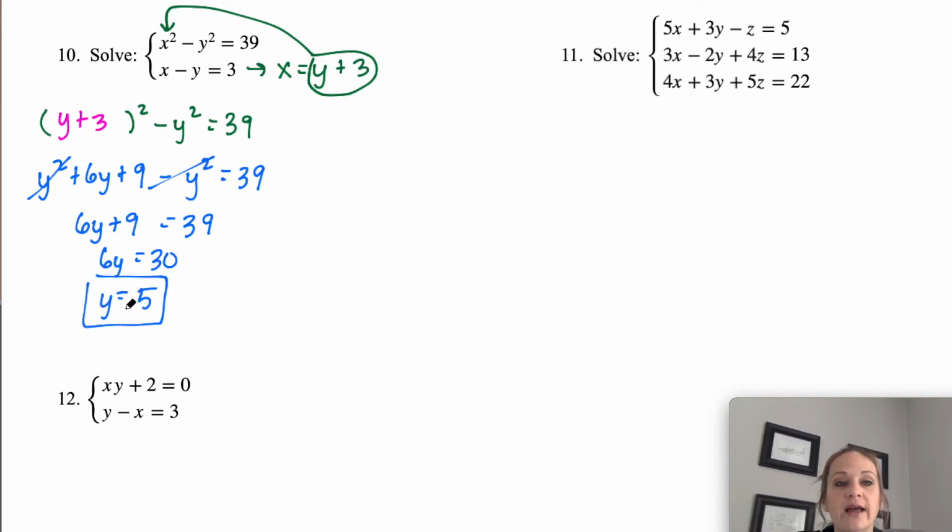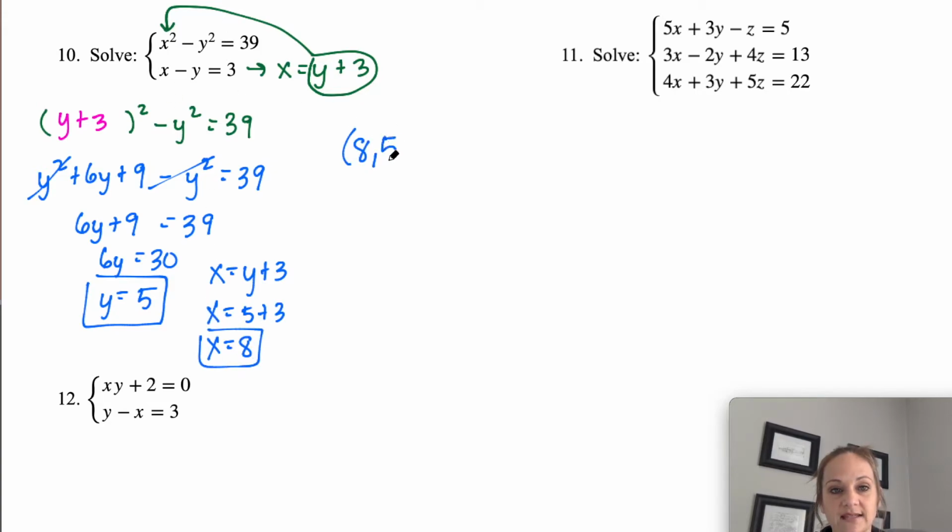So if we know that y is 5, we can plug it back in. And so x will represent 8. So to write this as a coordinate point, it would be the coordinate point 8, 5, which means if you were to graph these two equations, they would intersect at the point 8, 5.